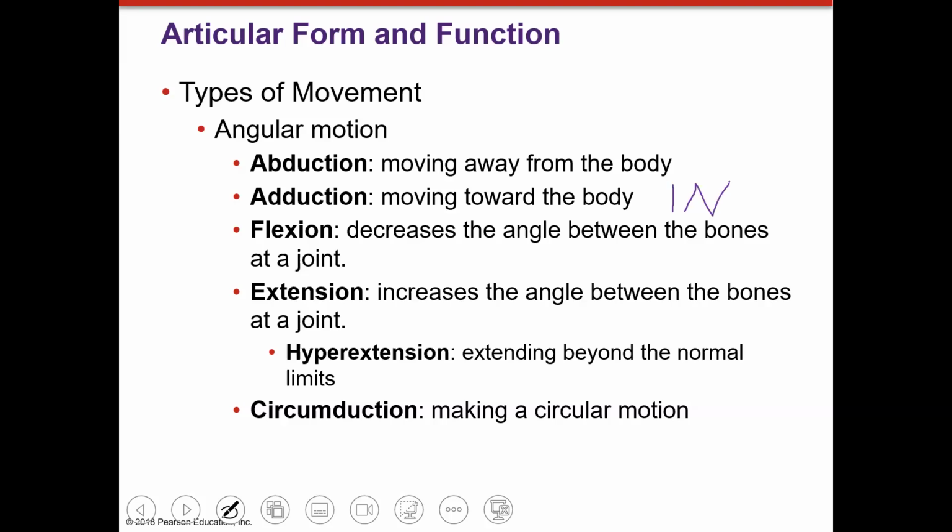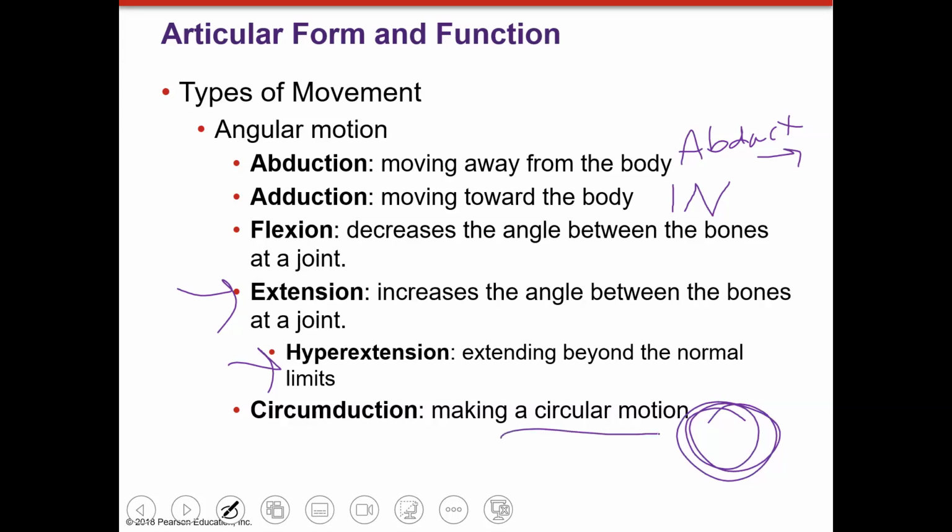So add in, abduct, away. Okay. Flexion decreases the angle between the two bones. So think about flexing your knee or bending your knee. Extension increases the angle between the bones of a joint. Or think about from a bent knee, you'll straighten your knee, and that's going into extension. You don't want to go into hyperextension though. Right? We've done that before as an injury, probably at some point in time or another, and it doesn't feel good. Right? And it can damage the joint. Circumduction is going to be the circular motion.